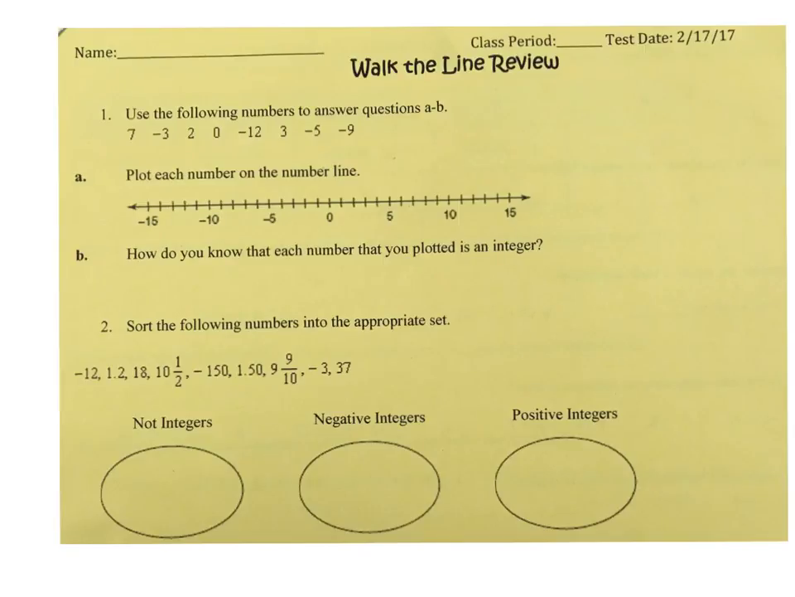Let's look at number 1. Use the following numbers to answer questions A through B. On A, we're going to plot each number on the number line. So the first number we have is 7. So I'm going to put 7 here and put the number on top.